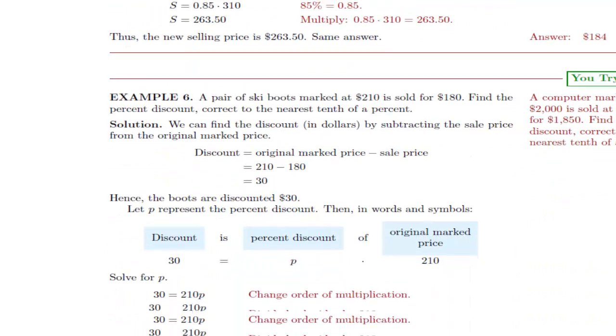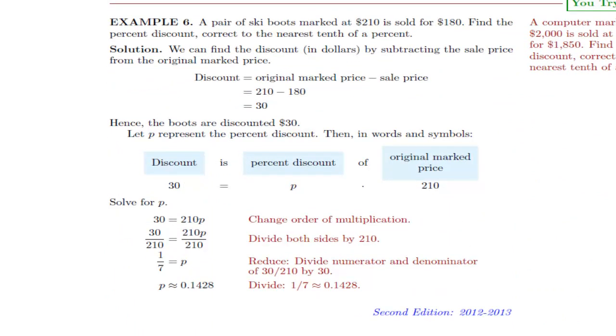Example 6. A pair of ski boots marked at $210 is sold for $180. Find the percent discount correct to the nearest tenth of a percent. Solution. We can find the discount in dollars by subtracting the sale price from the original mark price. Discount equals original mark price minus the sale price, hence $210 minus 180, which is 30. Hence, the boots are discounted at $30.